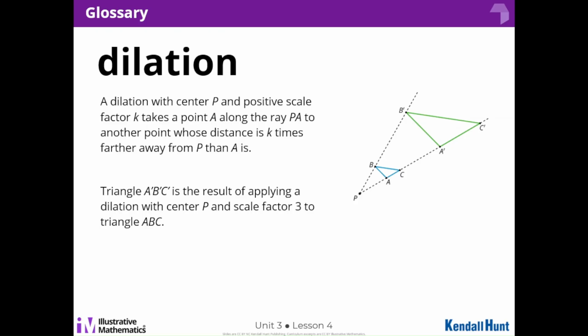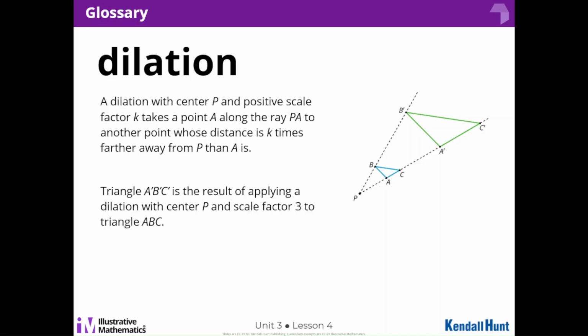For glossary terms, we're going to start with dilation. A dilation with center P and positive scale factor K takes point A along the ray PA to another point whose distance is K times farther away from P than A is.